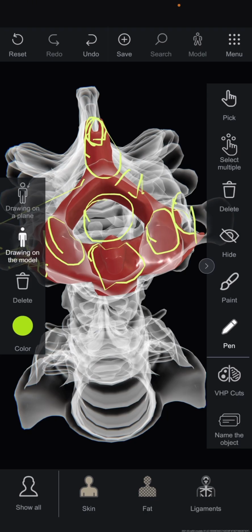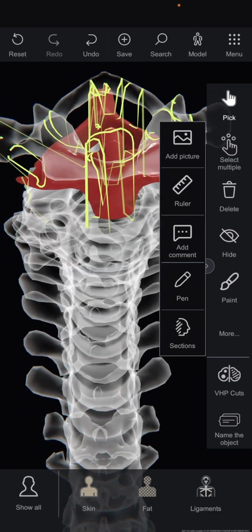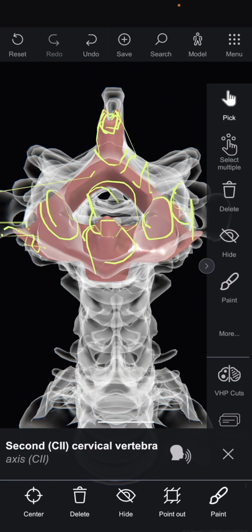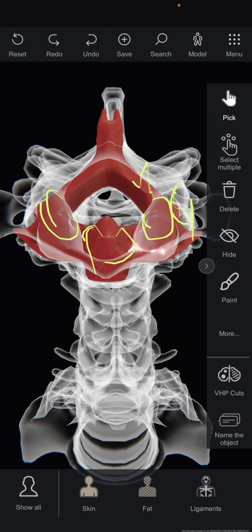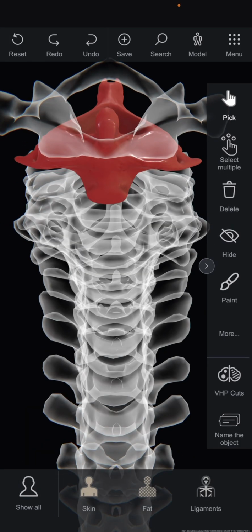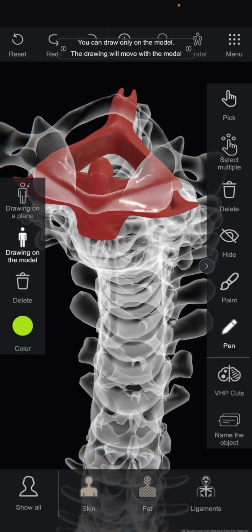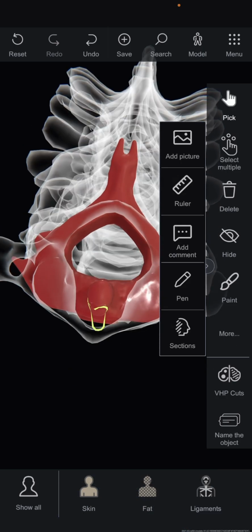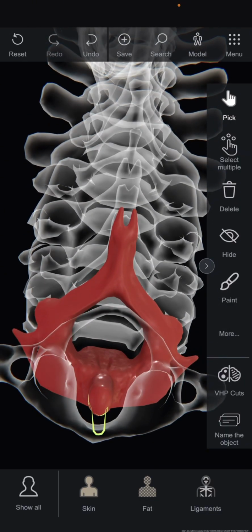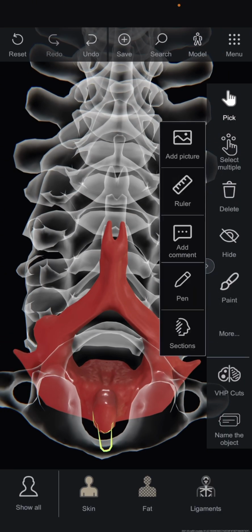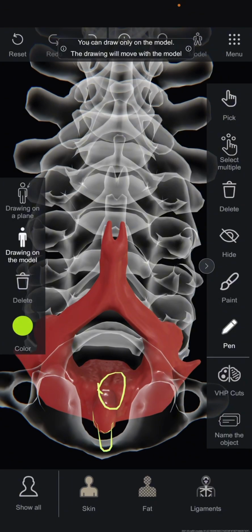And one more thing: here I will show the odontoid process, the dens process. You can see this is the dens process, and here we have the anterior articulating facet, this anterior facet. And here we have the posterior facet, the back side.